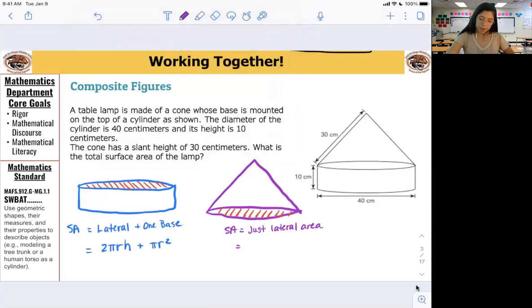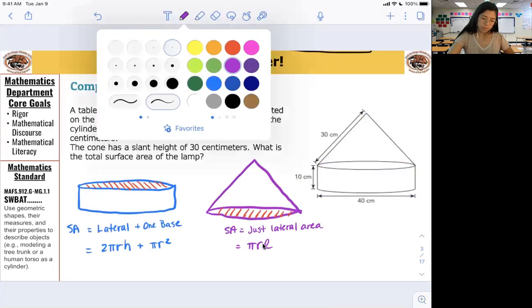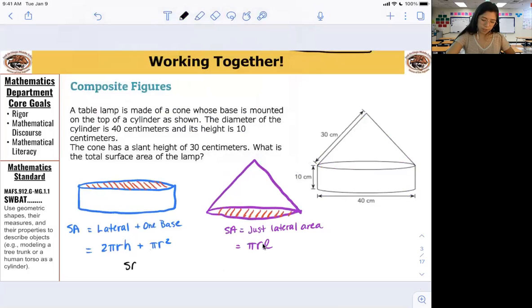Yeah, good, Tyrone. Pi RL. So altogether, the total surface area will be 2 pi RH plus pi r squared plus pi RL. Can I simplify this at all? Can I factor anything out?